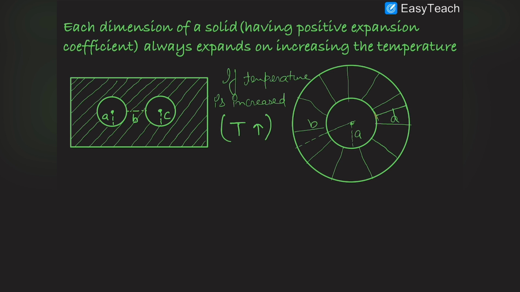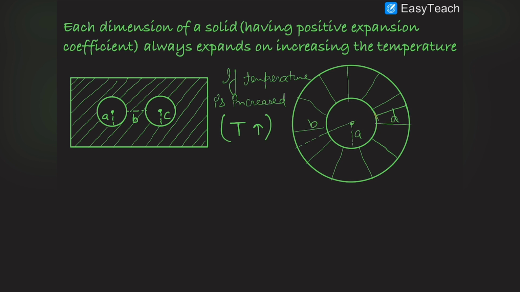And in a similar case, there is a disk whose radius is B, and we have taken out another disk whose radius is A. And this distance is D. Now we are increasing the temperature for both of these substances. Then let us see what would be the effect on A, B and C, A, B and D.